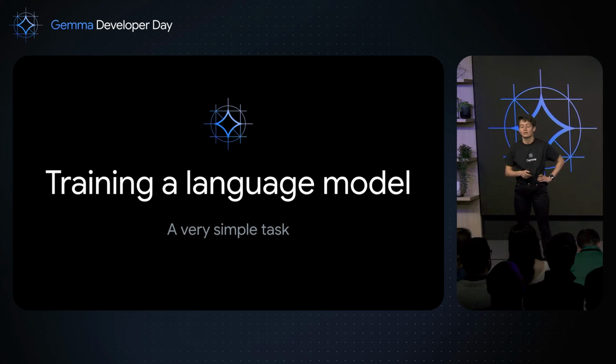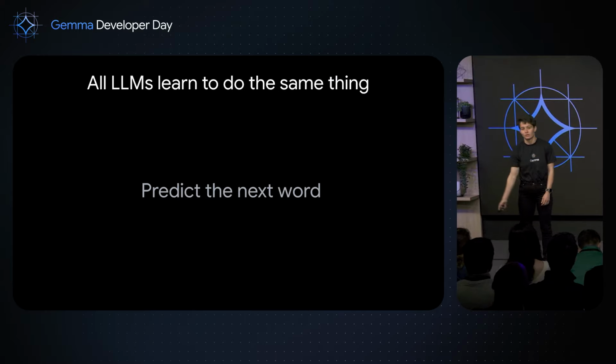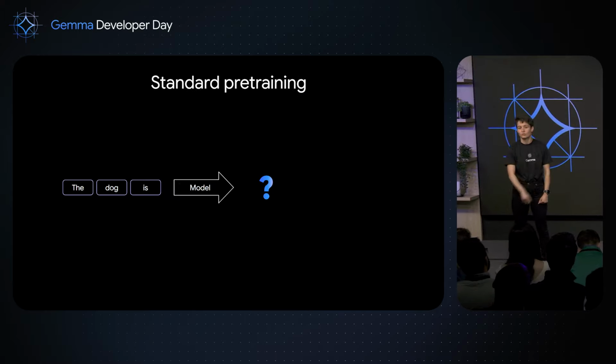So to understand distillation, first you need to understand how you train a language model. All language models, whether it's Gemini, Gemma, OpenAI, or anyone, are trained to do a really simple task. Predict the next word. It's a bit of a simplification, but for the sake of this presentation, let's go simple. So they all do the same task. They predict the next word. What do I mean by that?